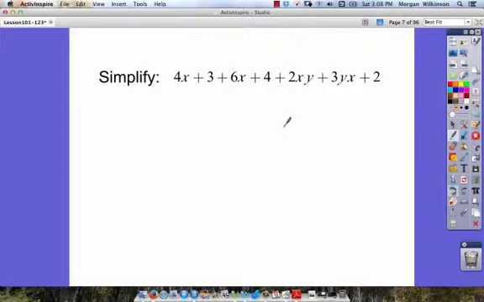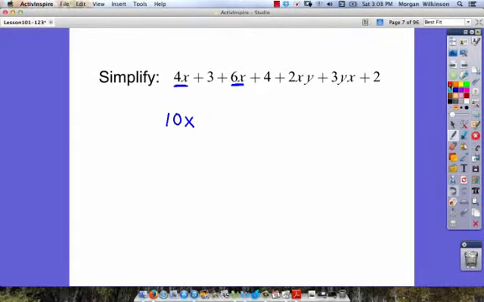Let's look at another example. We've got to simplify again. This problem. Let's look at all of our terms with a variable of x. Let's find all the like terms here. 4x, 6x. Well, those are our only things with only x as the variable. So 4x plus 6x. That must be 10x.